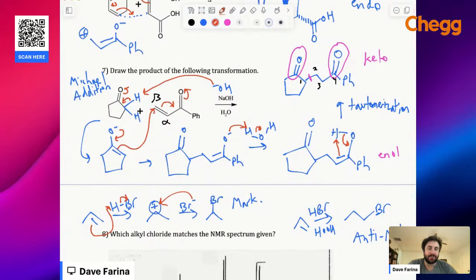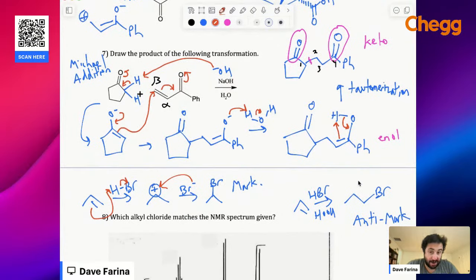Yeah, Danny has a question about Markovnikov's rule. That's another way of stating it, that the hydrogen atom will go to the carbon atom that's bonded to the most hydrogen atoms. I don't prefer that definition, but it is correct, right?